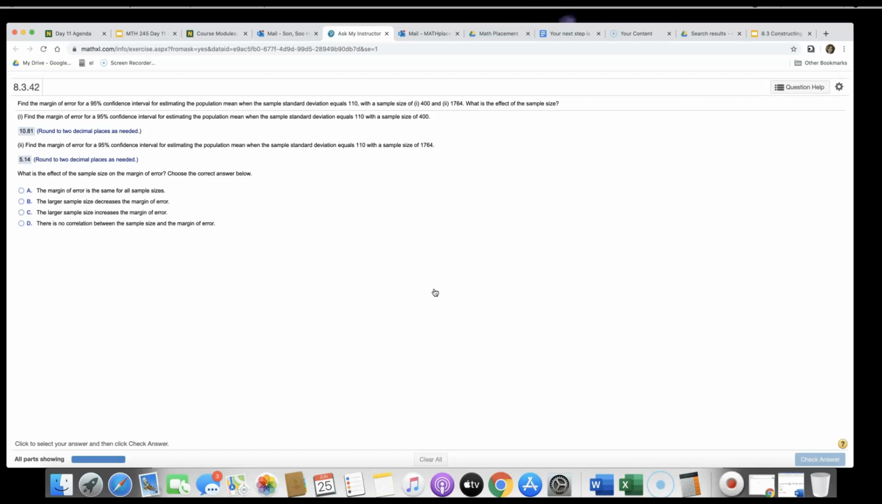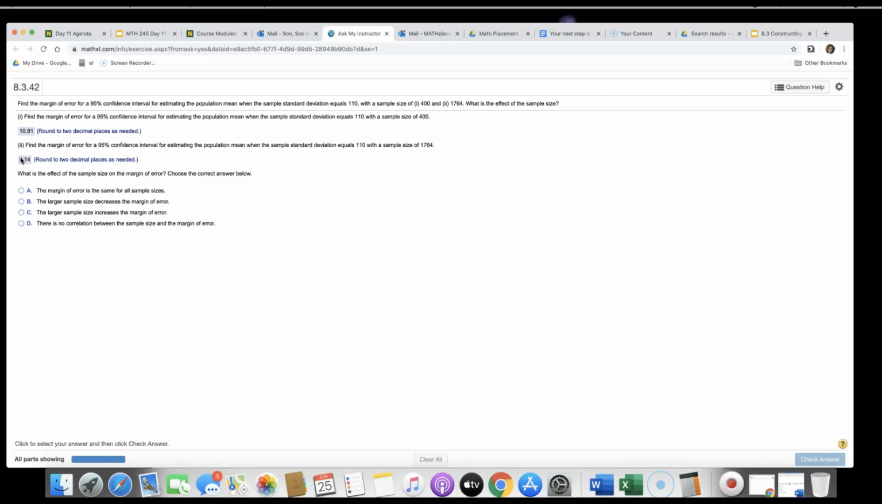Now let's compare these two. Everything stayed the same except for sample size, right? So listen, the standard deviation stayed the same. The 95% confidence level was still 95. But how did we just almost cut the margin of error down to almost half of it, right? It used to be 10.81, but when we did it with a bigger sample, we cut it down to like 5.14, and that's better, right? Isn't that better? We got a smaller margin of error.